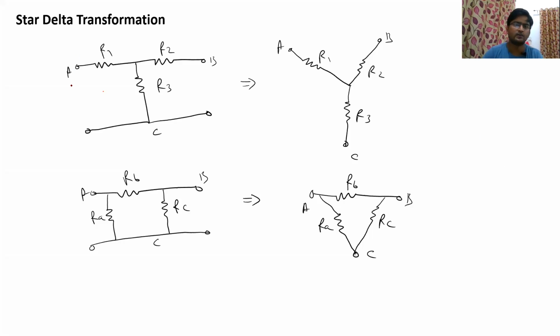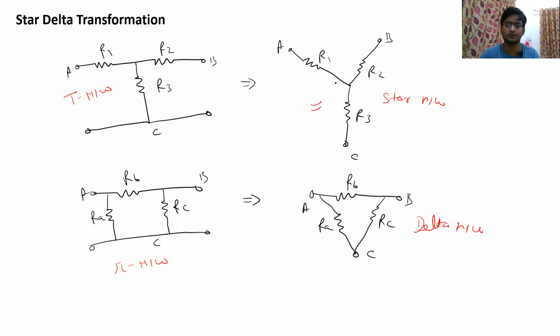So in this case, as you can see, this kind of circuit is called a T network. This can be made like this. And this kind of network is called a pi network. And this can also be rearranged like this. So the upper one is called a star network and the lower one is called a delta network. As it is very clear from the shapes why we are calling them a star and delta network.